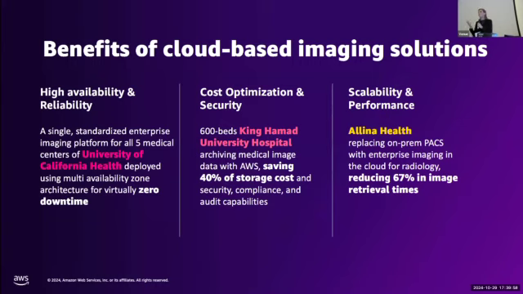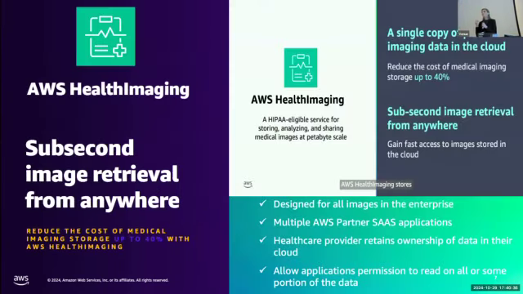In the second domain, of course, cost is always an issue, and so is security, the safety of the data. Here, an example would be King Hamad University Hospital, which has 600 beds, so it's one of the large hospitals, and archived medical imaging data with AWS and saved 40% of storage costs. On the third pillar, we have scalability and performance. Here, as an example, Alina Health replaced on-prem PACS, the picture archive system, with enterprise imaging in the cloud, and they reduced image retrieval times by 67%. So definitely you can have quantifiable results immediately upon using the cloud.